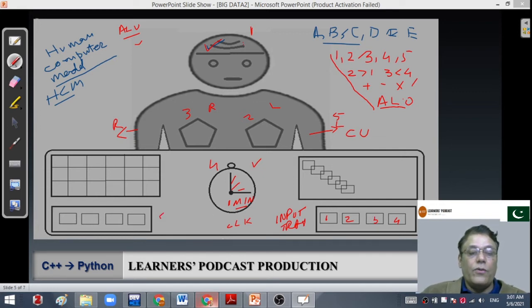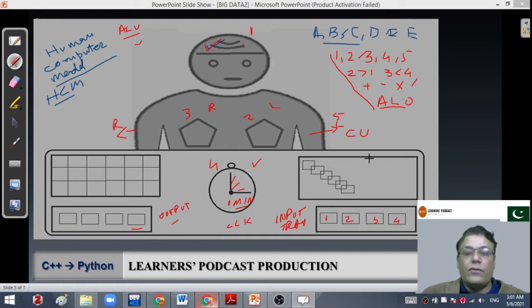We say it's the output tray. This tray also has pieces of paper in it, but these are blank sheets, and there is a pen placed along with it, so you can write something on it when required. And he will do this with his hands. Okay, the control unit.